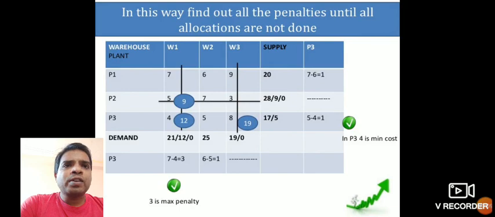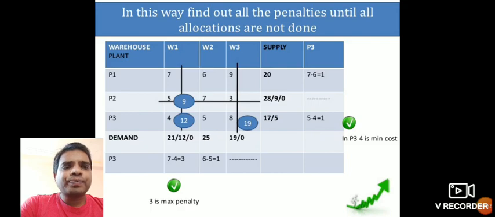Here also the same procedure we need to follow. See here, in P1 you are getting penalty 1, for P3 it is 1, in W1 it is 3, and in W2 column 1. Among all these penalties, the highest penalty you are getting is in the W1 column. In that one, the least cost is 4. For that 4 we can start the allocation process, that is the P3 W1 cell.